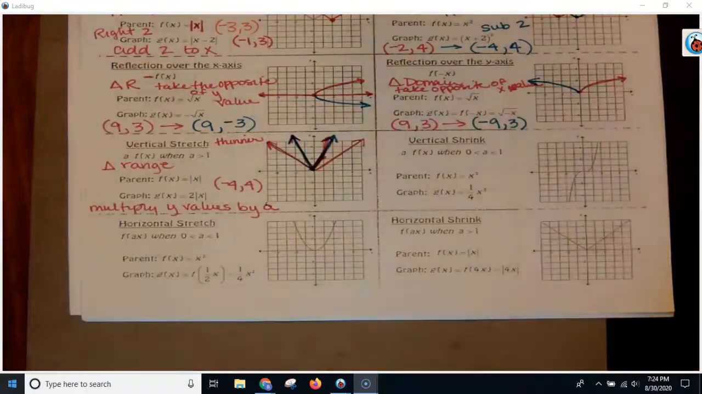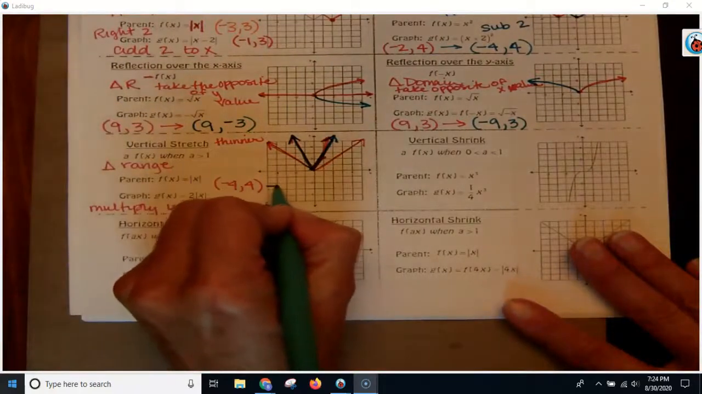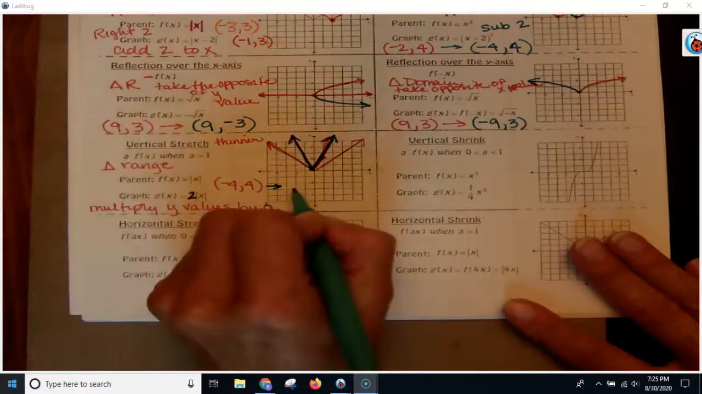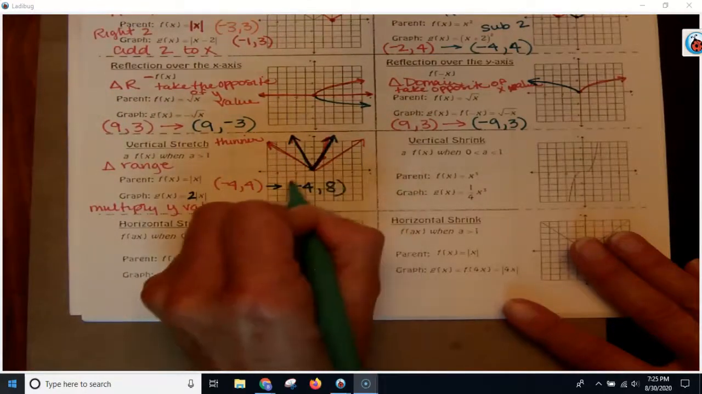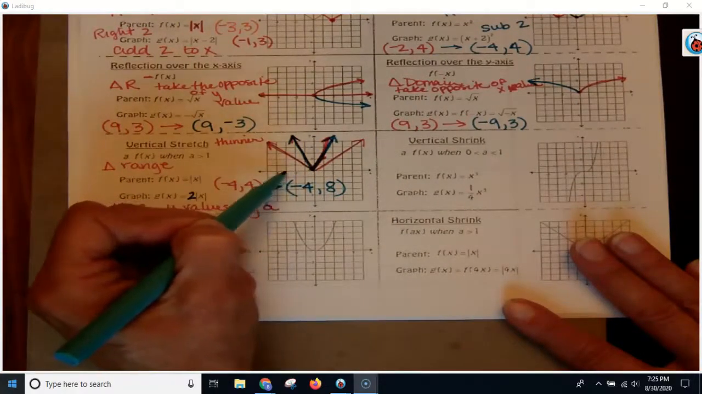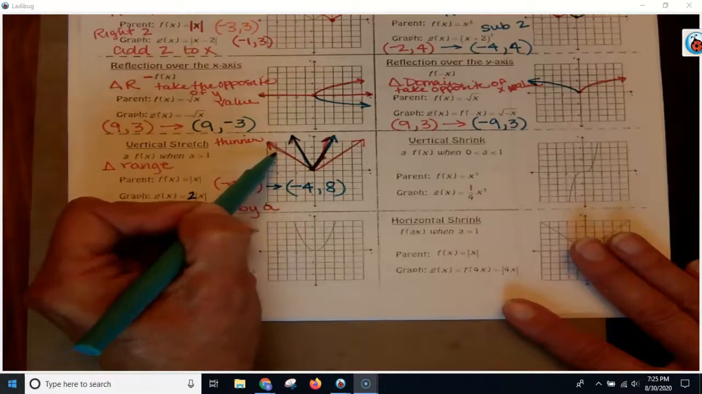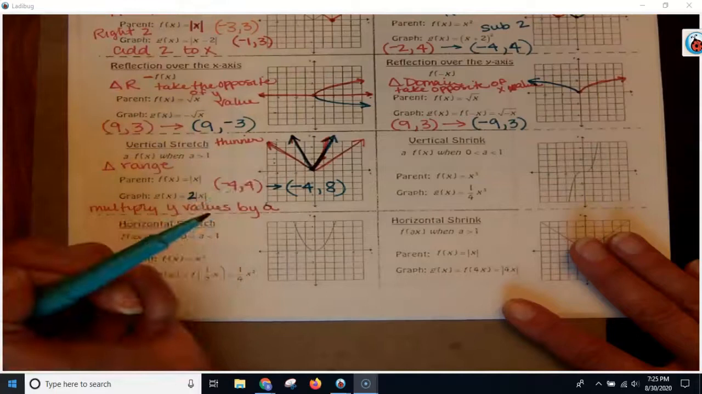Then the new graph, the blue graph, we would multiply the y value by, in this case, 2, which is right here. So then this would be negative 4, 8. Okay, and you can see how we went 1, 2, 3, 4, then 1, 2, 3, 4, 5, 6, 7, 8 would be right about here, and that's where it's heading.